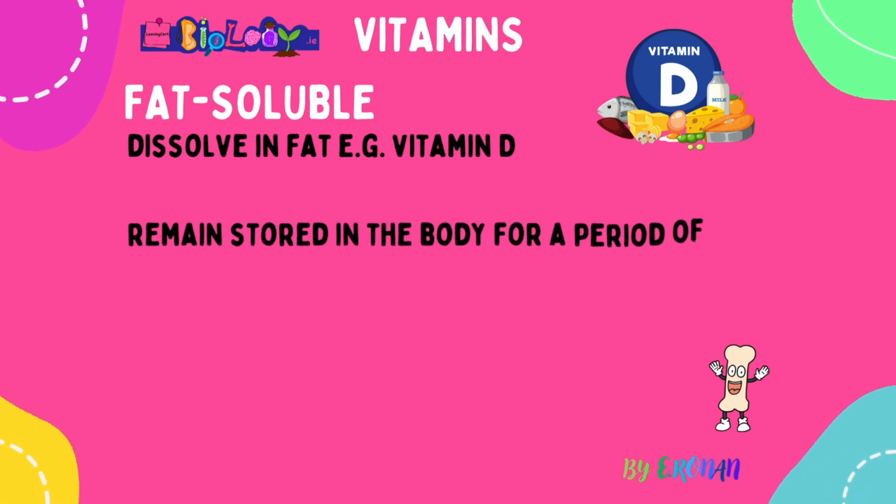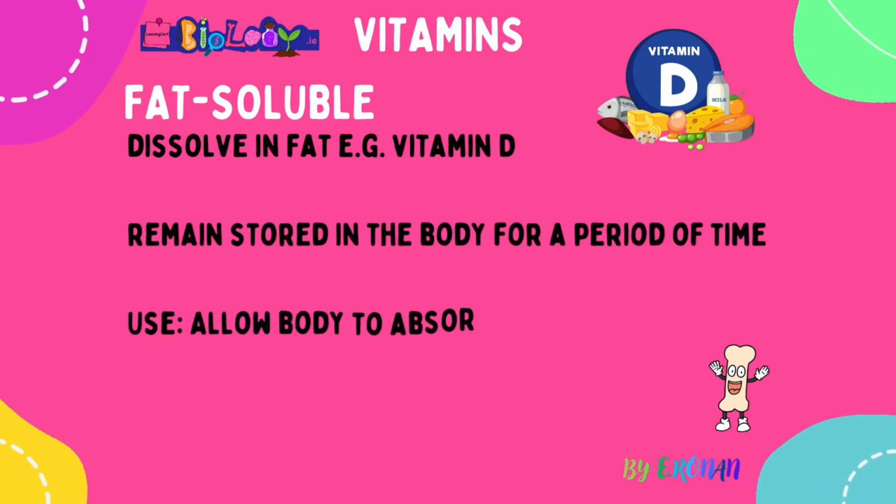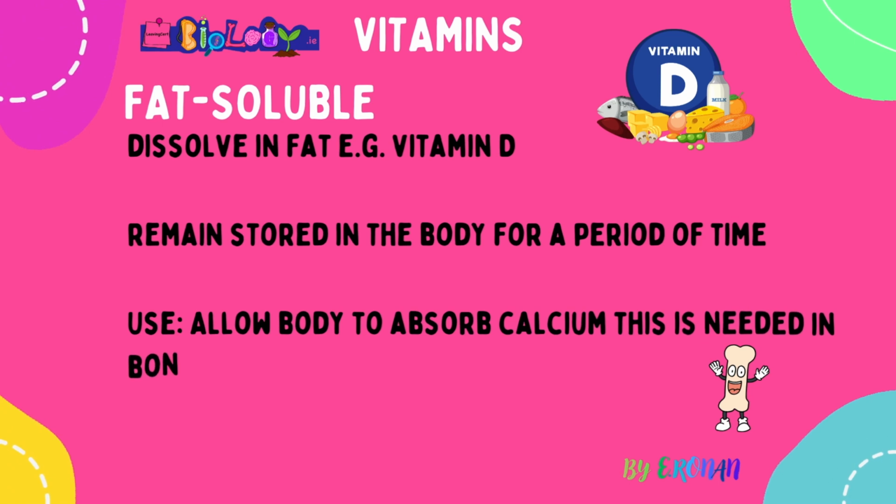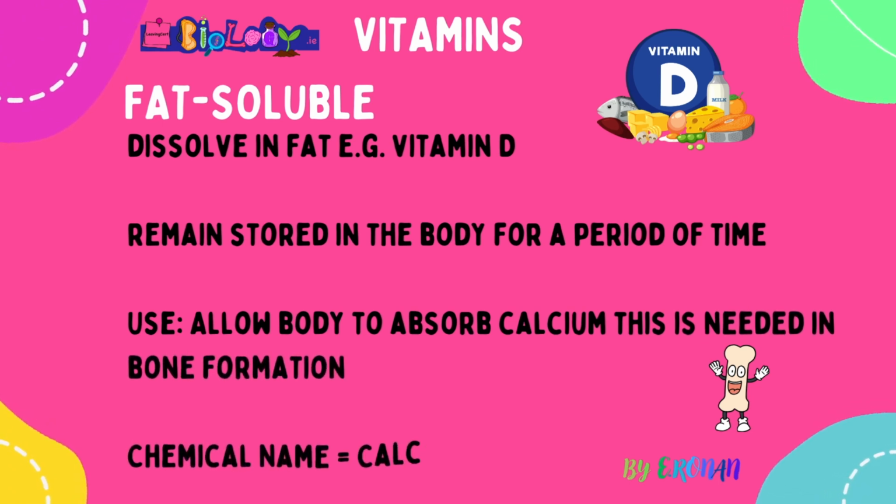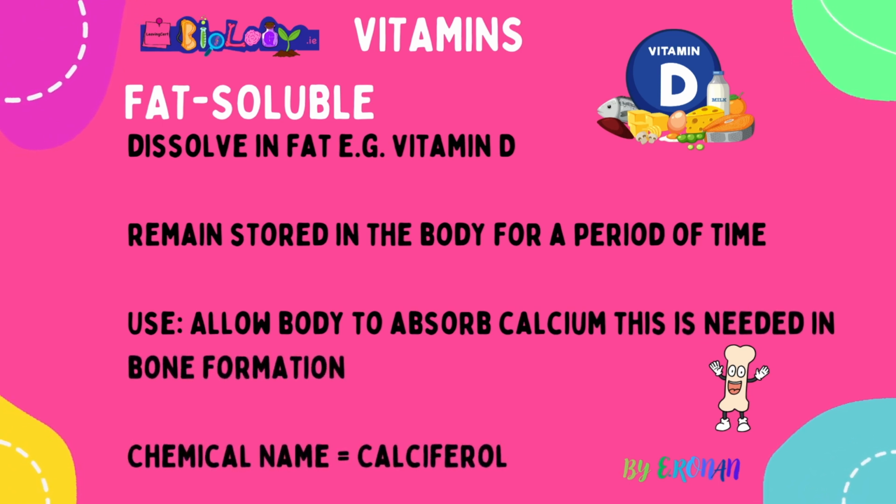For example, vitamin D. Fat-soluble vitamins remain stored in the body for a long period of time. They allow the body to absorb calcium, which is needed in bone formation. The chemical name for vitamin D is known as calciferol. So these remain in the body for long periods of time. Fat soluble, they dissolve in fat.